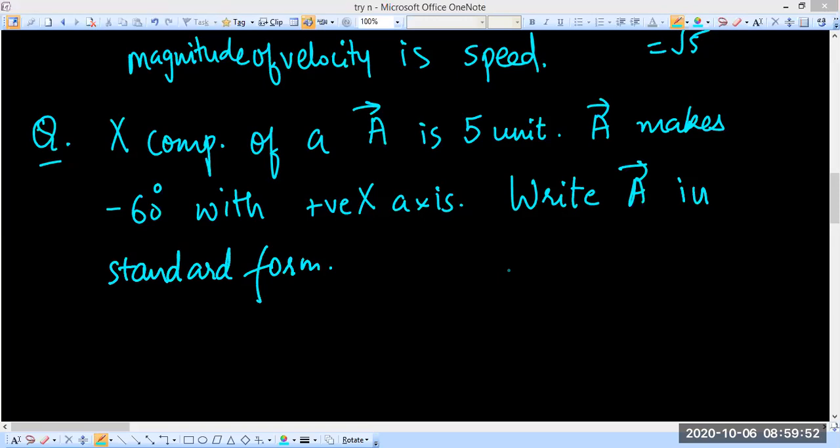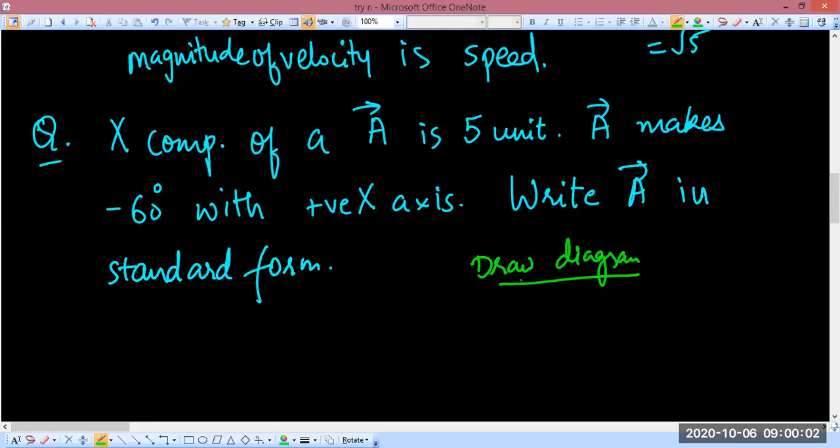See, everyone must draw a diagram. I'm not going to do it for you. You draw a diagram first. Rough sketch. Okay, rough sketch is good enough. Done. People, is it done? Tell me your answer. Dia, what do you have to find? You have to write it in standard form. Means I want it in i caret j caret form.